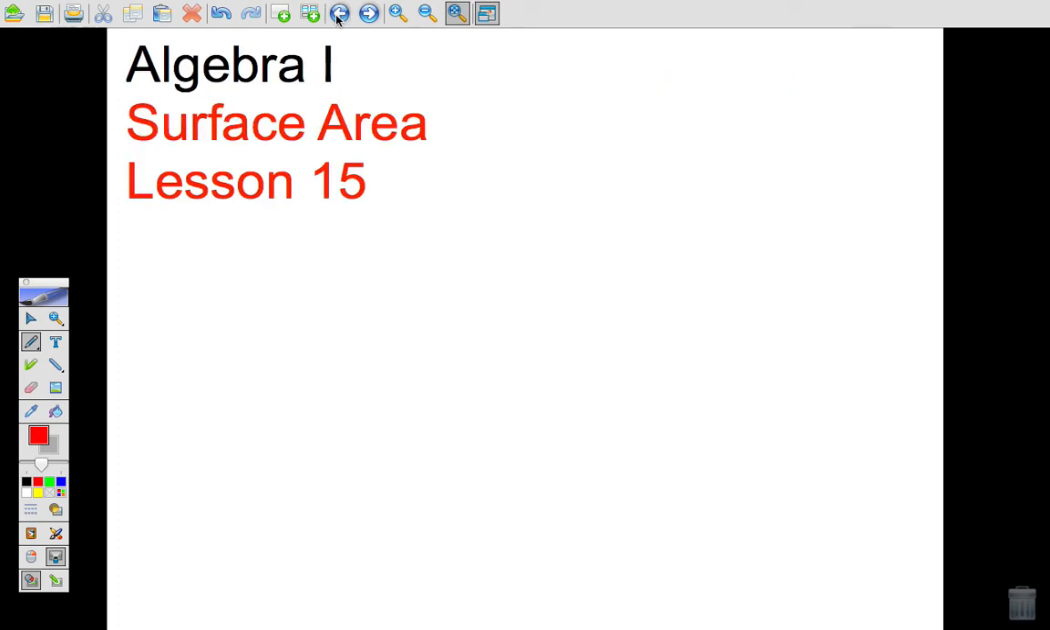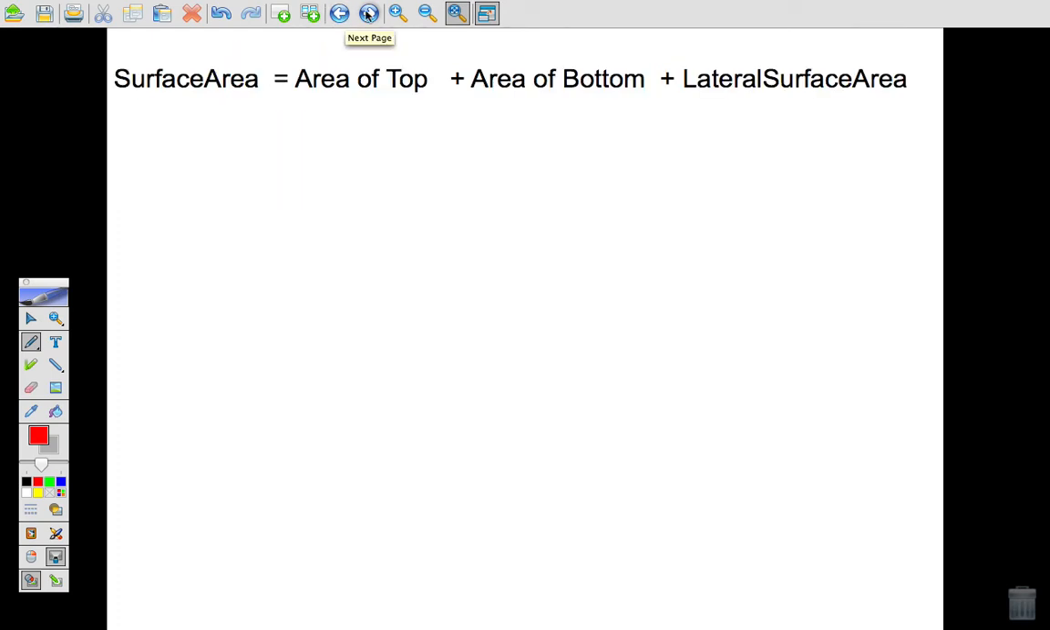Now let's go back to the formula that we're going to use to find surface area. If you don't already have this, make sure you've written it down in your notes. Surface area is simply the area of the top plus the area of the bottom plus the sides. What we call the sides is the lateral surface area. In math, another name for sides is lateral. They're kind of interchangeable.